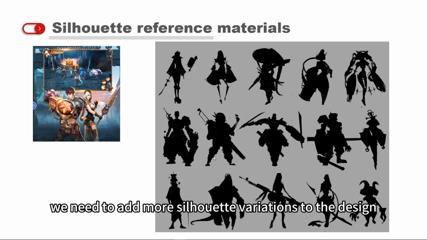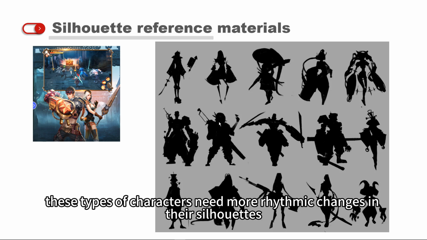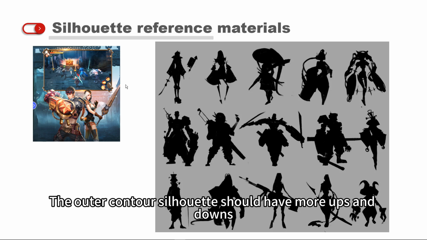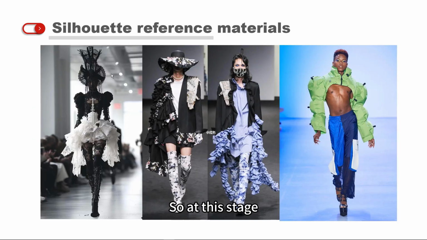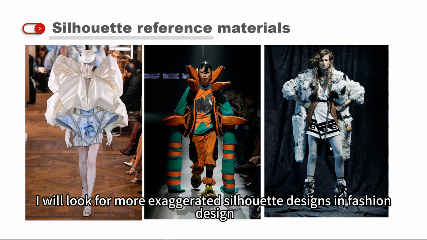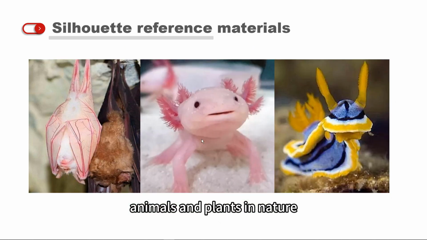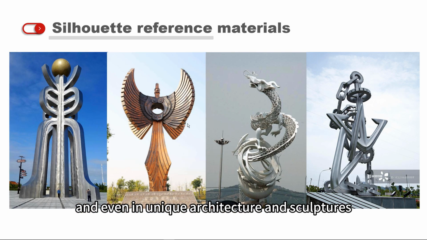Next, we need to add more silhouette variations to the design. In my previous job designing characters for online games, these types of characters need more rhythmic changes in their silhouettes. The outer contour silhouette should have more ups and downs. Only in this way can the character have stronger recognizability on web or mobile screens. So at this stage, I will look for more exaggerated silhouette designs in fashion design, graphic design, animals and plants in nature, and even in unique architecture and sculptures.